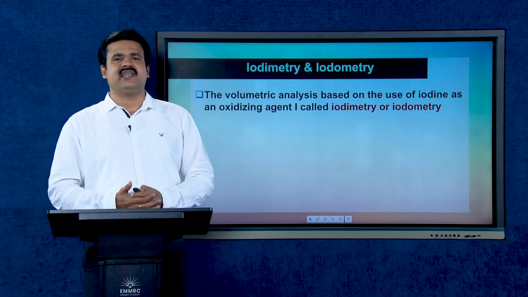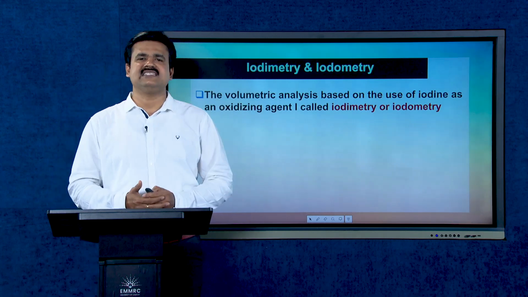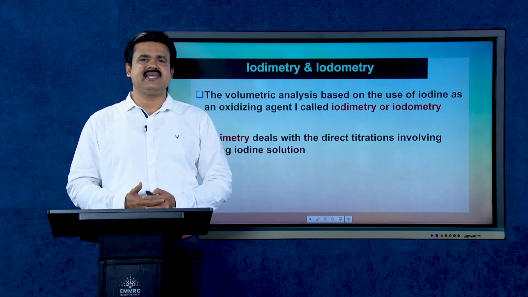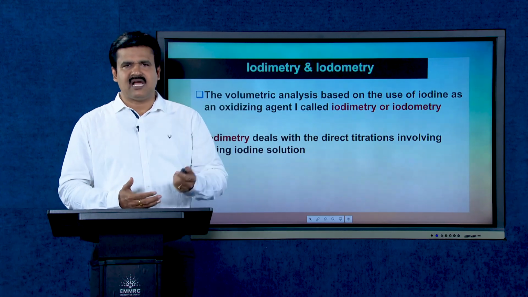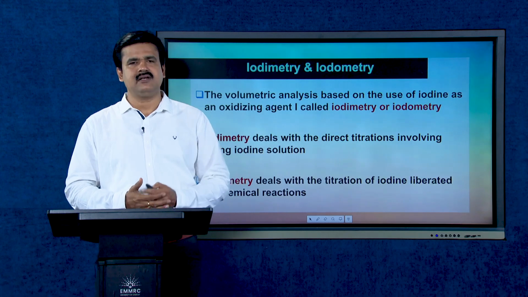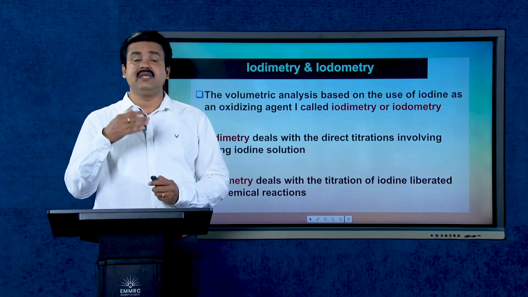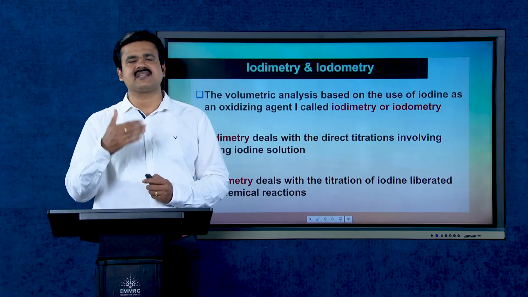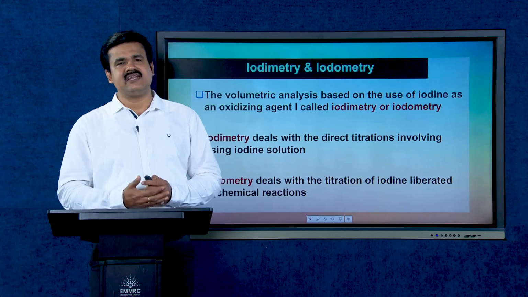The volumetric analysis based on the use of iodine as oxidizing agent is called iodimetry or iodometry. Iodimetry deals with the direct titration involving iodine solution. However, iodometry deals with the titration of iodine liberated in chemical reactions. Hope this difference is very much clear to you. It is very important as far as the titrations with iodine are concerned.